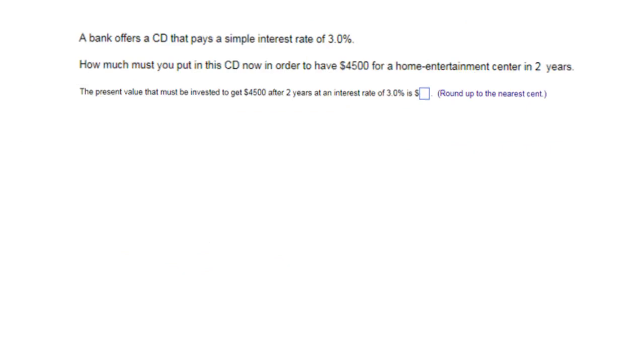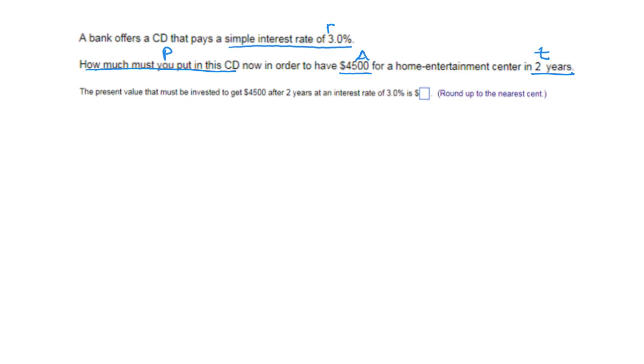A bank offers a CD that pays a simple interest rate of 3%. So this is R. How much should you put into this CD? That's what we're looking for. In order to have $4,500 for a home entertainment, that's a future value, so that's going to be your A, in 2 years, T. So how much would you put in on a CD? That is, how much would you invest? That's your principal. So we're looking for P in this case.